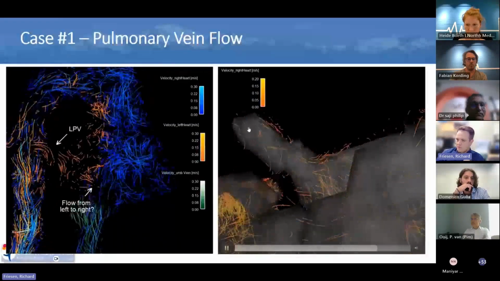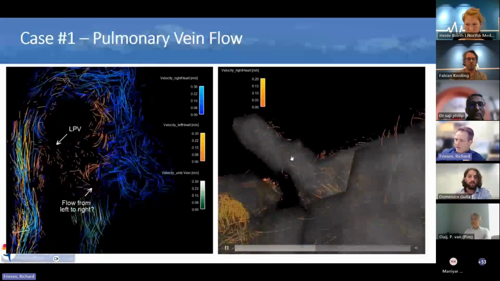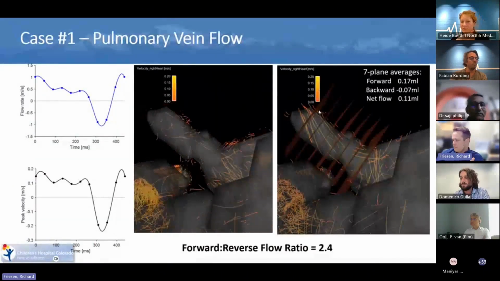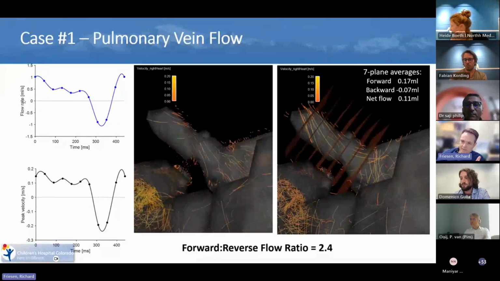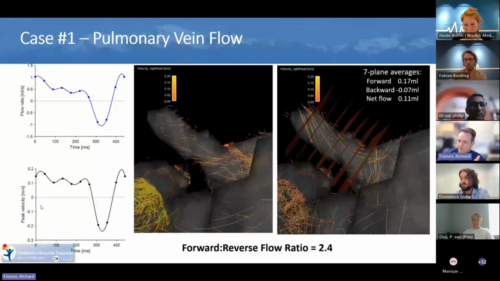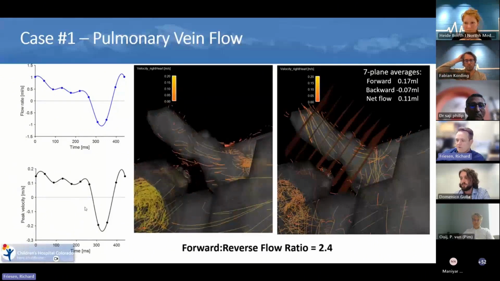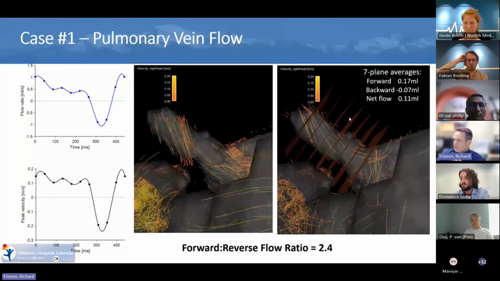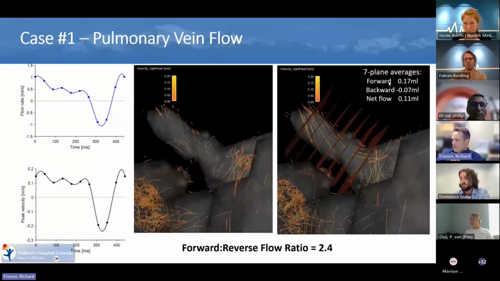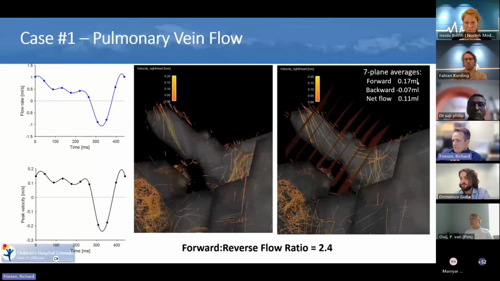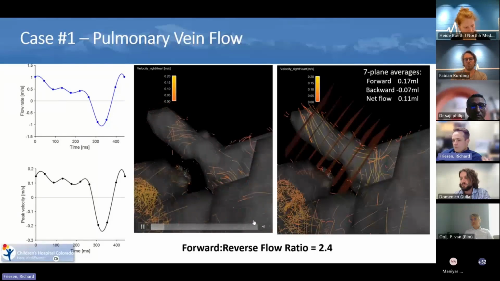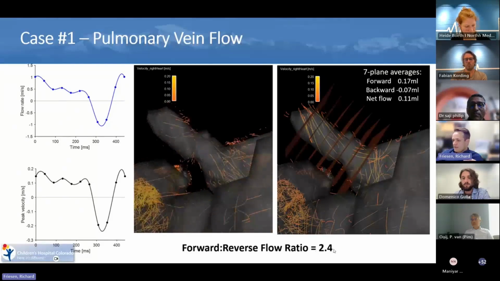So when we focus a little bit more on the left pulmonary vein, we see this to-fro flow, and then quantifying it, we can see the flow rate and time throughout a cardiac cycle and a velocity over time throughout the cardiac cycle to be able to look at the ratio of forward and backward flow. So when we were just looking at flow, the ratio of it, we have forward flow of about 0.17 mLs, backwards of 0.07. That pure forward to reverse flow ratio, we calculated at 2.4.